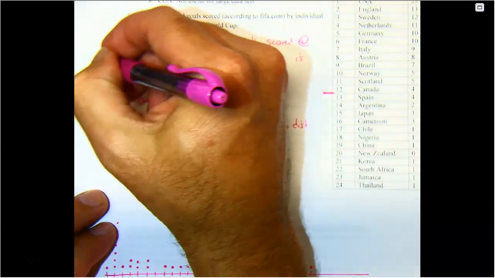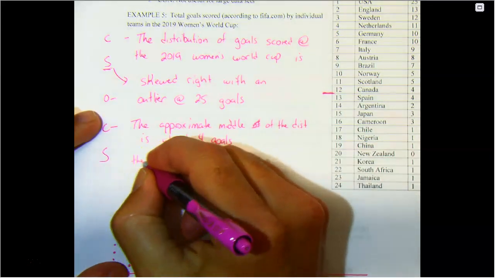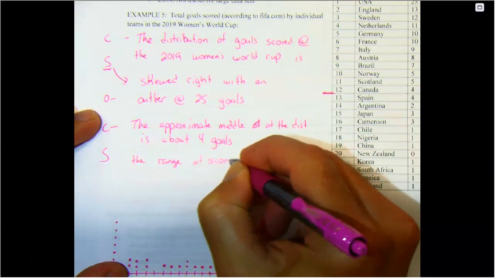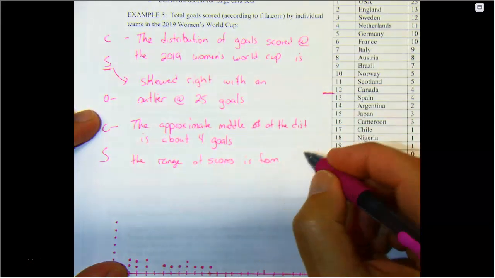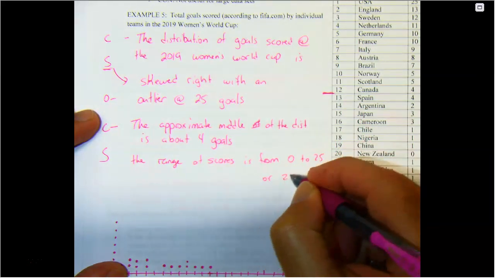You could write that to the side and do check marks as we go through it. It's totally up to you how you want to use this. Our last one is going to be spread. The range of scores is from 0 to 25 goals.